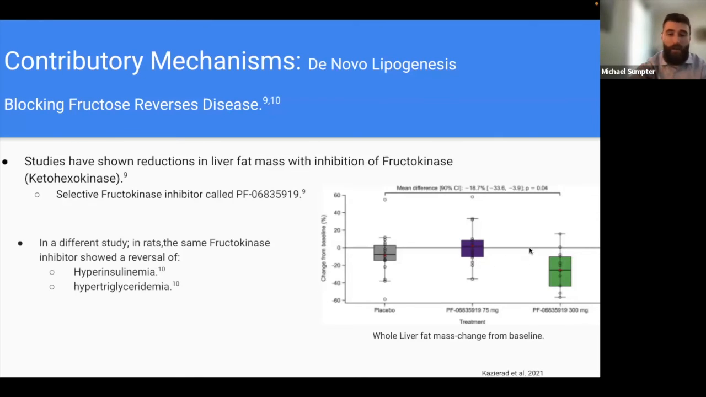This is wild to think that just blocking fructokinase and limiting fructose metabolism in the liver will not only limit increase in fat mass, but can actually show reversals. In a different study, this one done in rats, the same fructokinase inhibitor showed a reversal of hyperinsulinemia and hypertriglyceridemia. So just a takeaway: if you can eliminate fructose metabolism, you can potentially see some serious metabolic improvements.